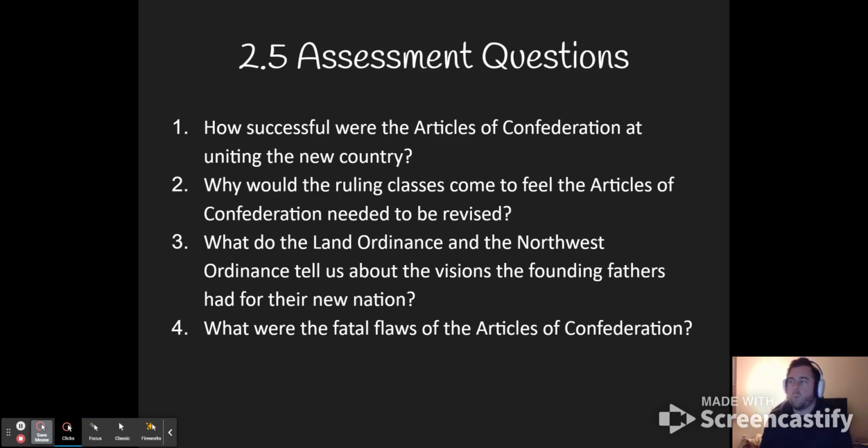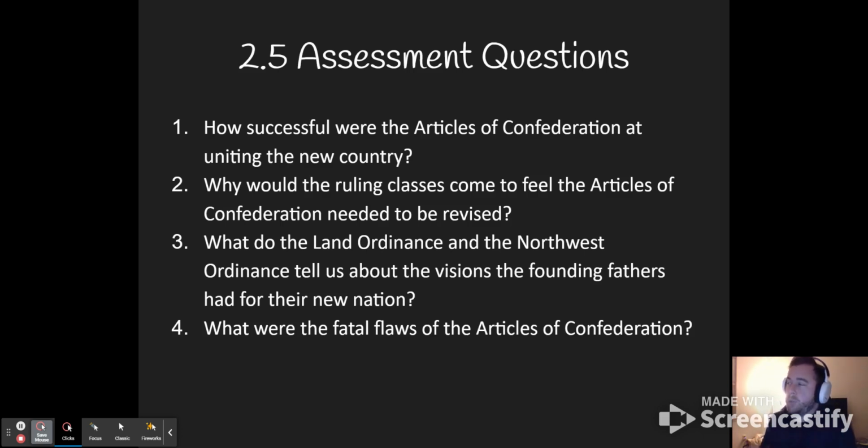So number one, how successful were the Articles of Confederation at uniting the new country? I think if you've listened to any part of this, you would know that that is not effective. The articles, they're not a horrible document. They do allow for some laws to be passed, but they're not really good at uniting the country.